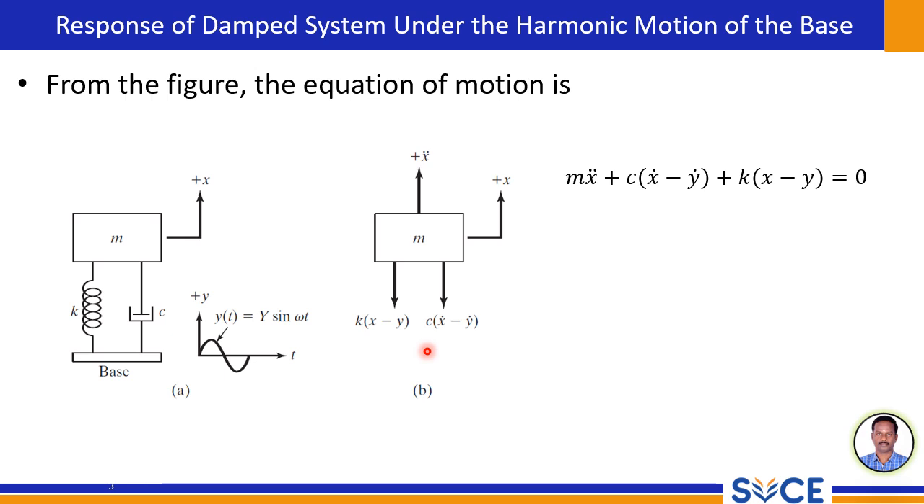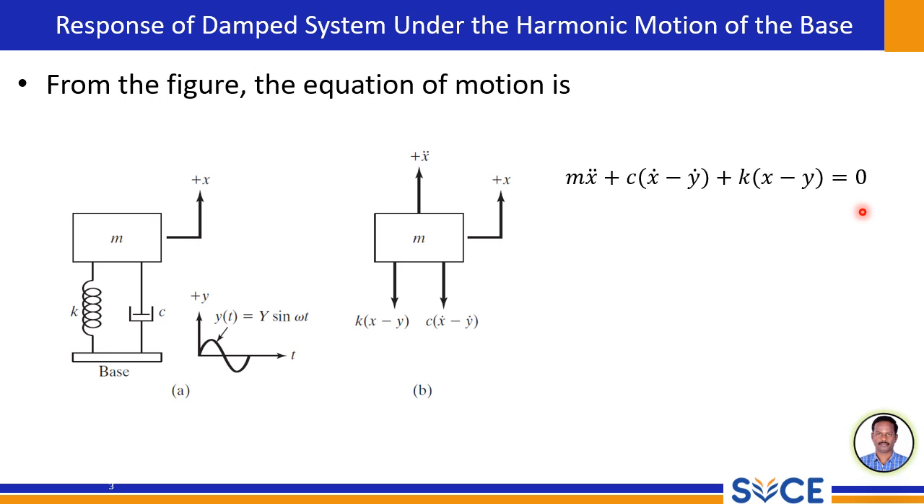Let's put all these terms in the equation by applying Newton's second law. We sum these forces and set them equal to 0. This gives us the equation of motion, that is m x double dot plus c times (x dot minus y dot) plus k times (x minus y) equals 0.